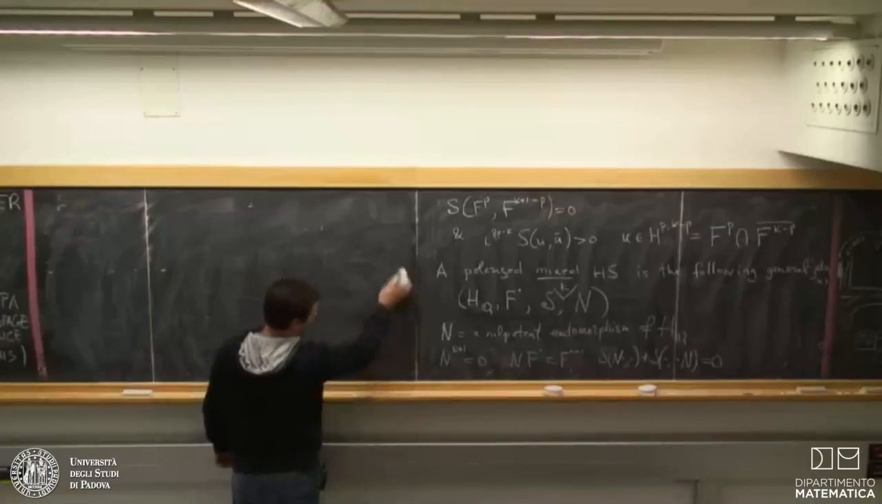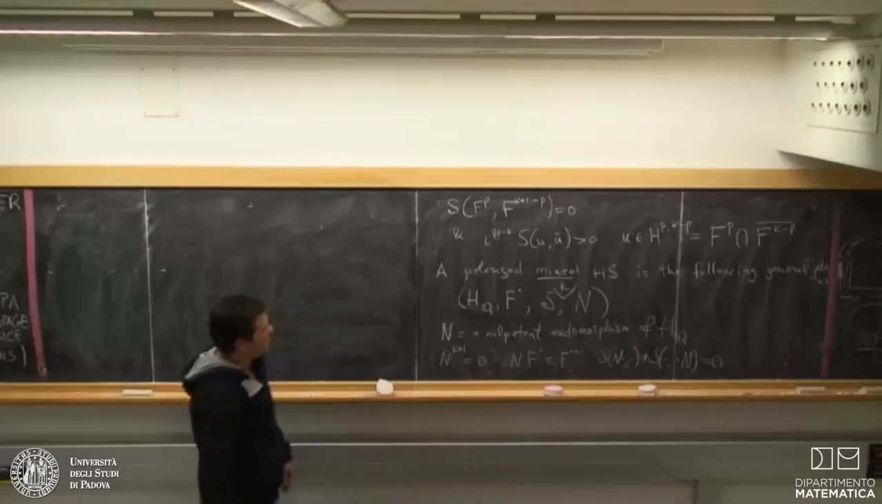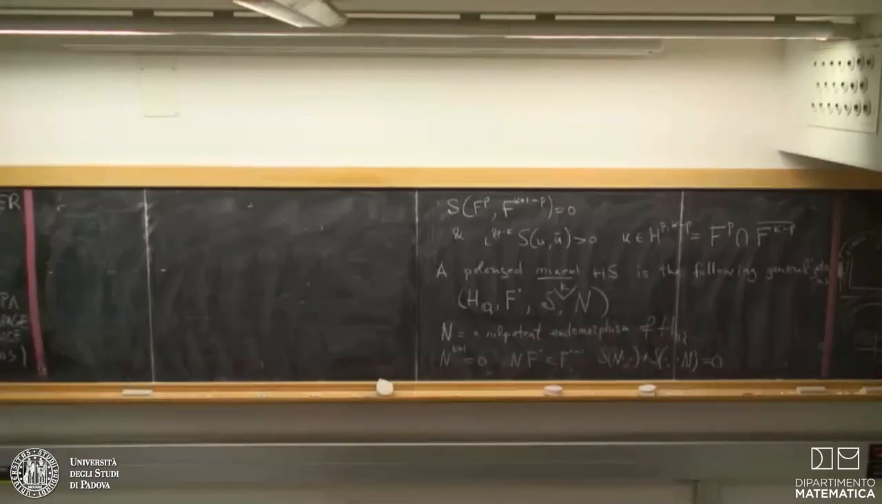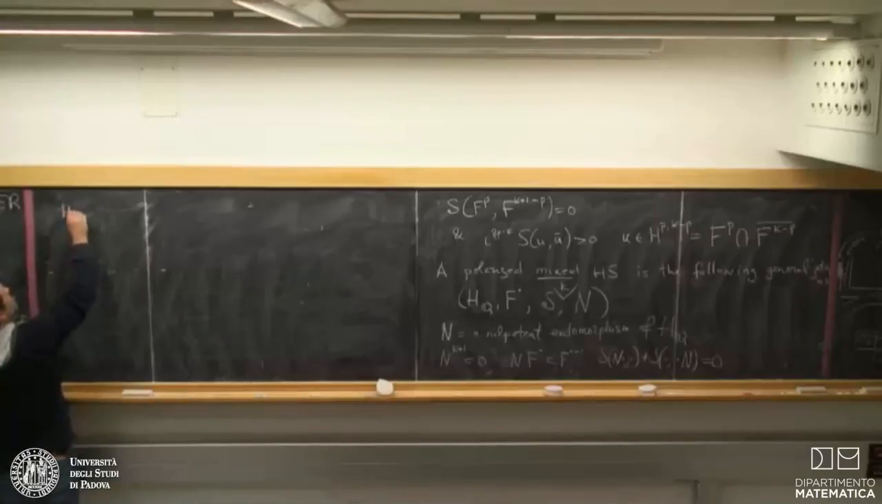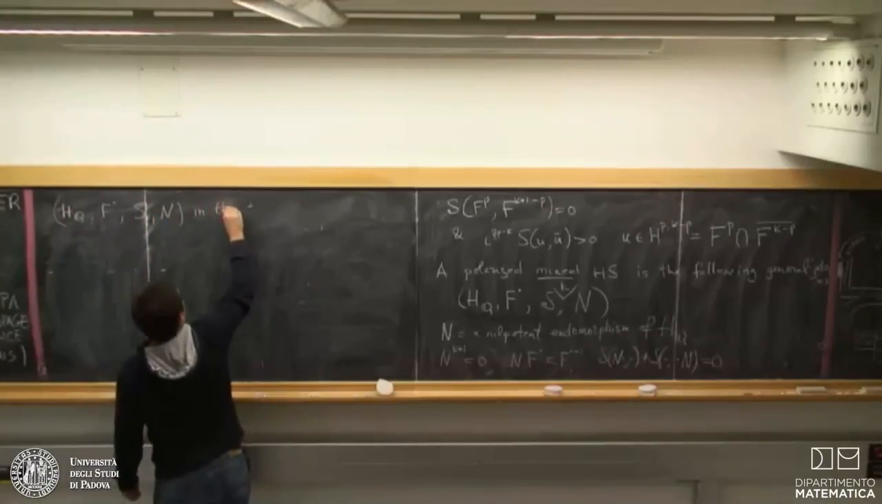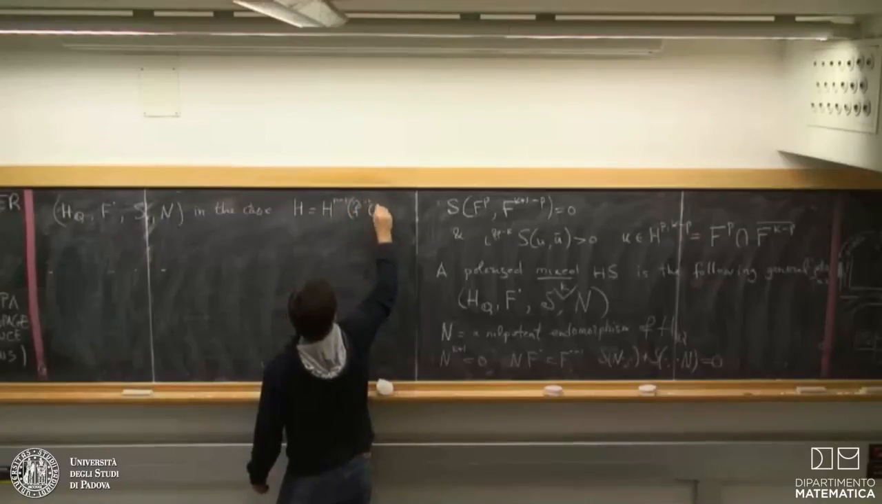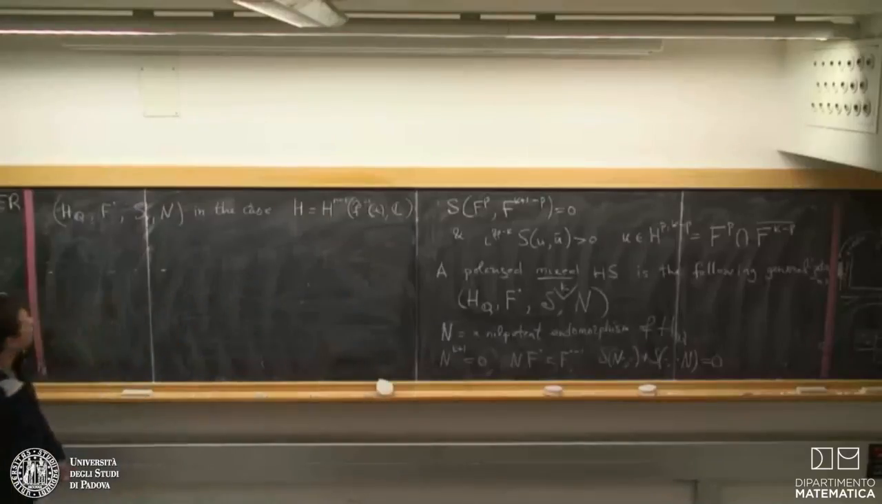Now let me say a few words about what these H_Q, F, S, and N look like in the case of singularities. Some of these things admit a Betti type description, a topological description. Some admit a de Rham type description, and some admit both. So let me start with the Betti picture.